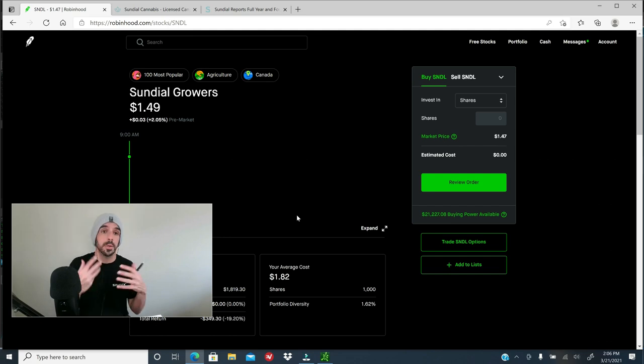I actually want to have some sort of exposure to this business because I think, as I said before, that if we have a massive legalization of MGA here in the US, these companies are going to start making a lot of money. So I am investing in Sundial Growers, but I am aware of the risks involved, okay?